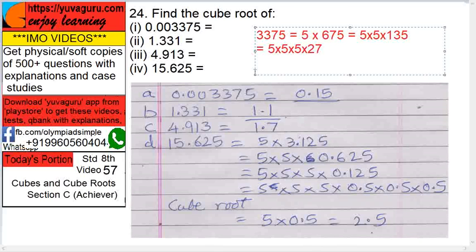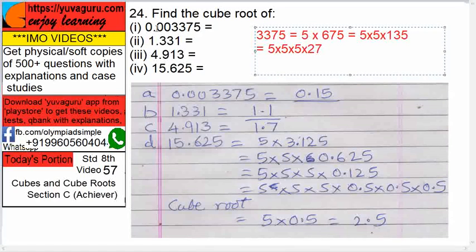0.003375. Okay, so how to find? First find the cube root of 3375. 5 into 675, so 5 into 135, so 5 into 27. Now it's easy. 5, 5, 5 is 15, 27 is 3 cubed. So 5 times 3 is 15. 15 is the cube root of 3375.